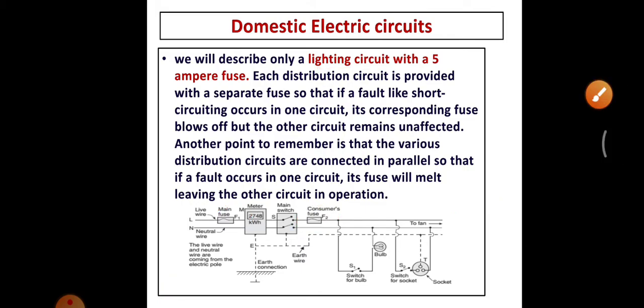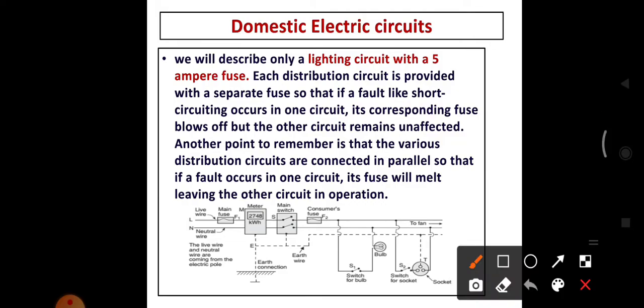Each distribution circuit is provided with a separate fuse so that if a fault like short circuiting occurs in one circuit, its corresponding fuse blows off but the other circuit remains unaffected.